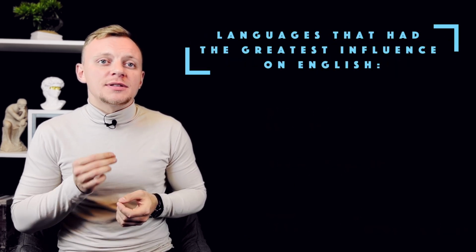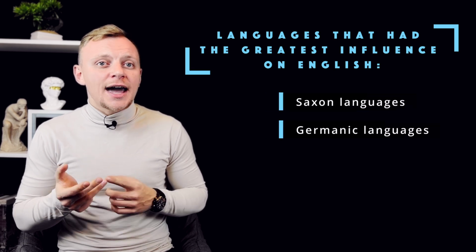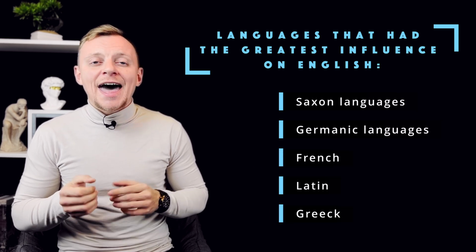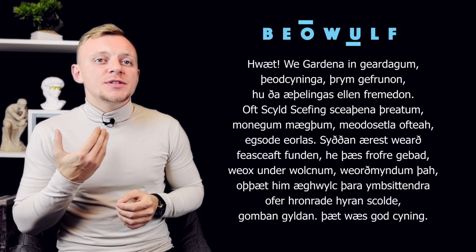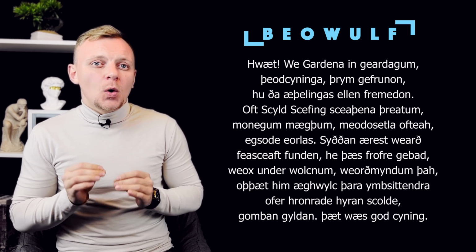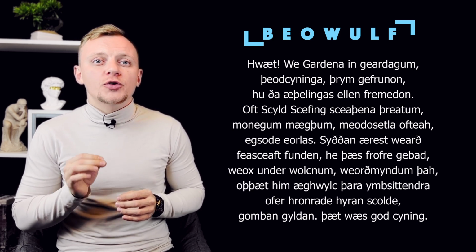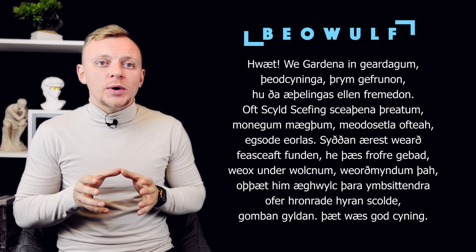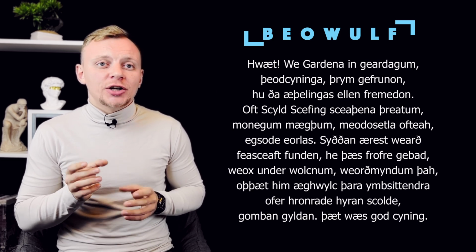English has been influenced by several languages, including Saxon and Germanic languages, distinct from modern German, please, French, Latin, and Greek. For example, here is a part of the poem Beowulf, written in Old English. Some letters from the Old English alphabet are still used today for transcription, which emphasizes the importance of studying phonics as the first step in learning English, rather than transcription. Therefore, the numerous exceptions in English spelling are a result of the influence of the mentioned languages.